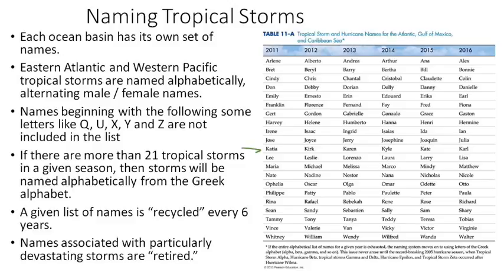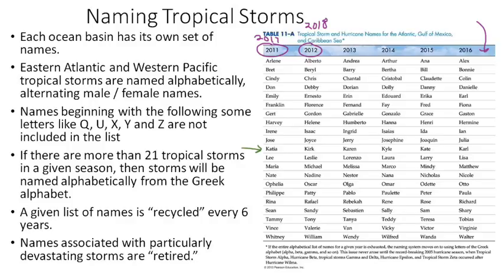Okay, so the deal is that these lists of names will be recycled. So, for instance, I don't have 2017 up here. Actually, I could go back to 2011 and I could write 2017 above it, and that's the list we'll use for 2017. 2012 is 2018. Okay, so you kind of get the idea. So we recycle these lists of names unless the storm was specifically horrific, and then that name gets retired.